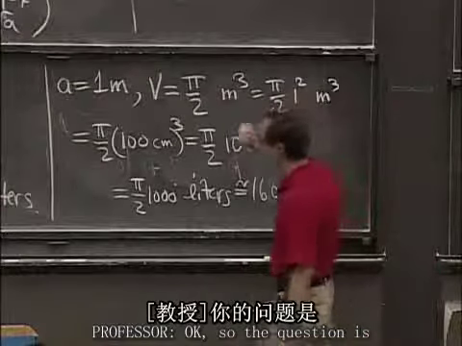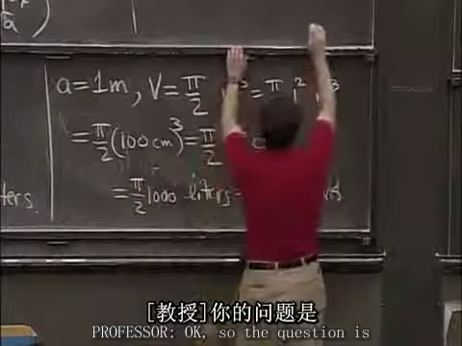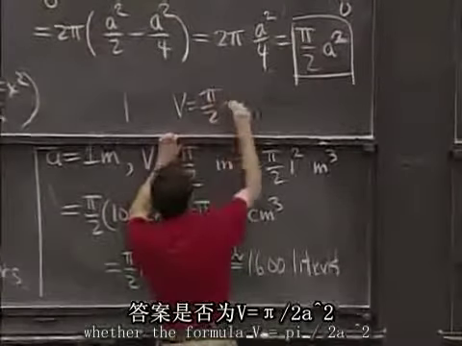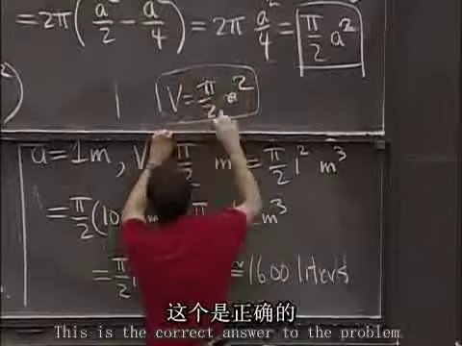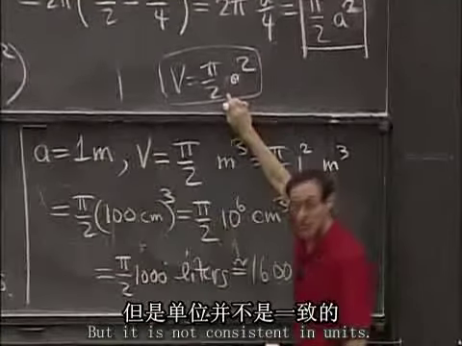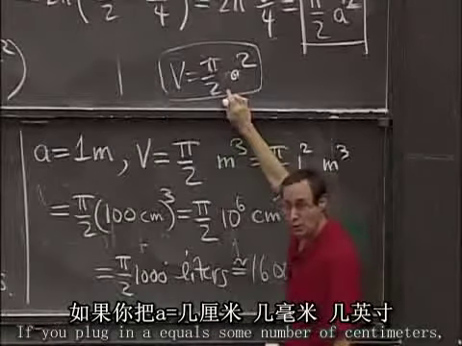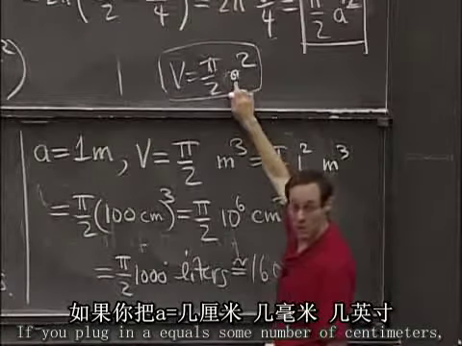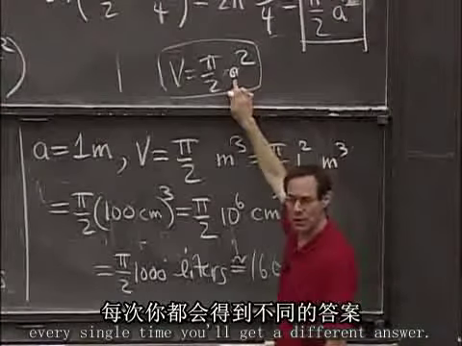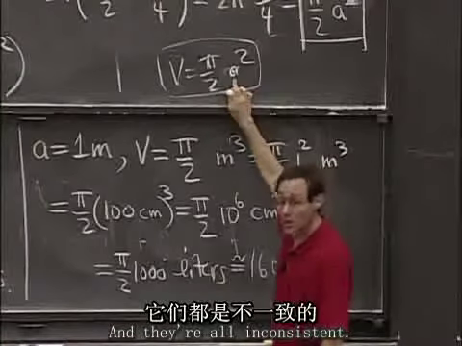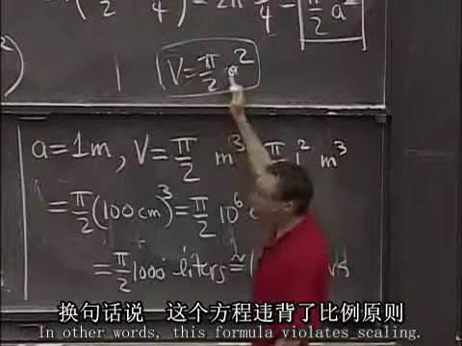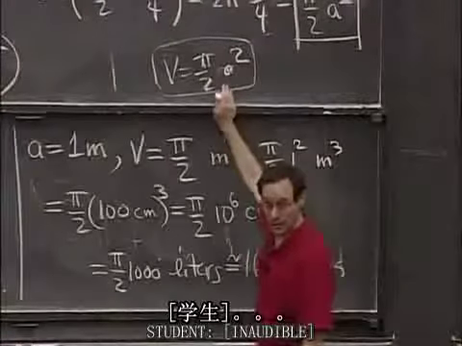So the question is whether the formula V equals pi over 2 a squared is the correct answer to the problem, but it is not consistent in units. If you plug in a equals some number of centimeters, some number of millimeters, some number of inches, and so on, every single time you'll get a different answer, and they're all inconsistent. In other words, this formula violates scaling.